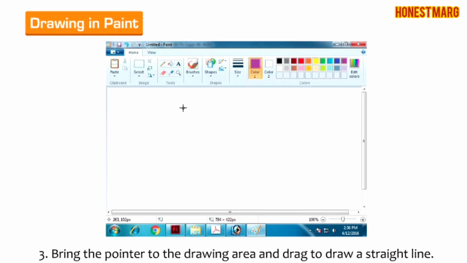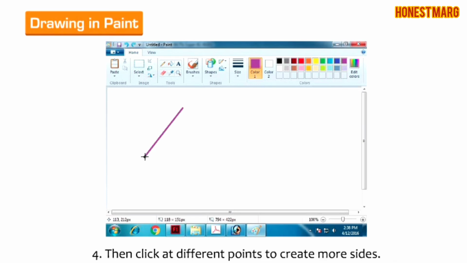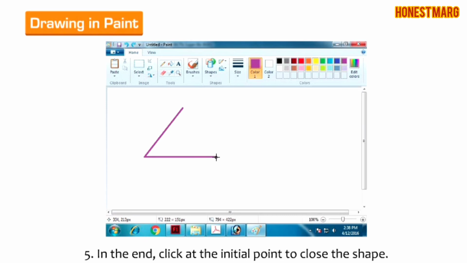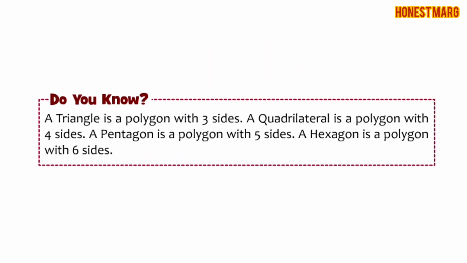3. Bring the pointer to the drawing area and drag to draw a straight line. 4. Then click at different points to create more sides. 5. In the end, click at the initial point to close the shape.